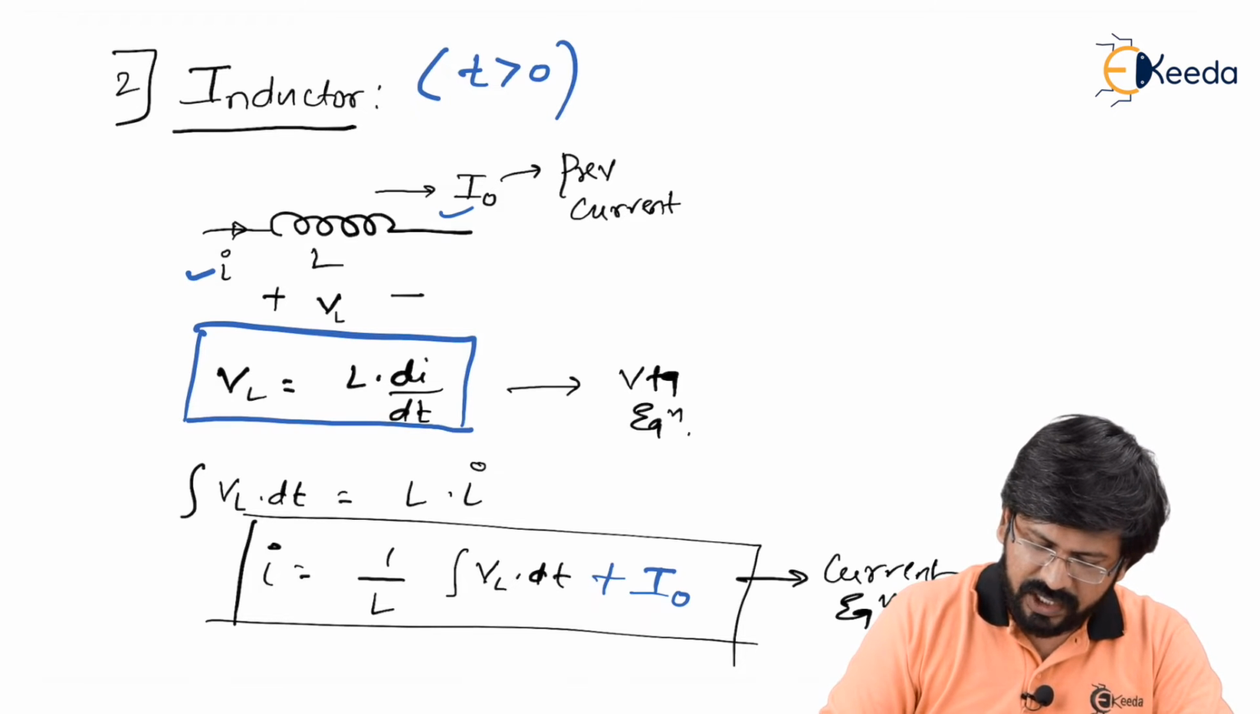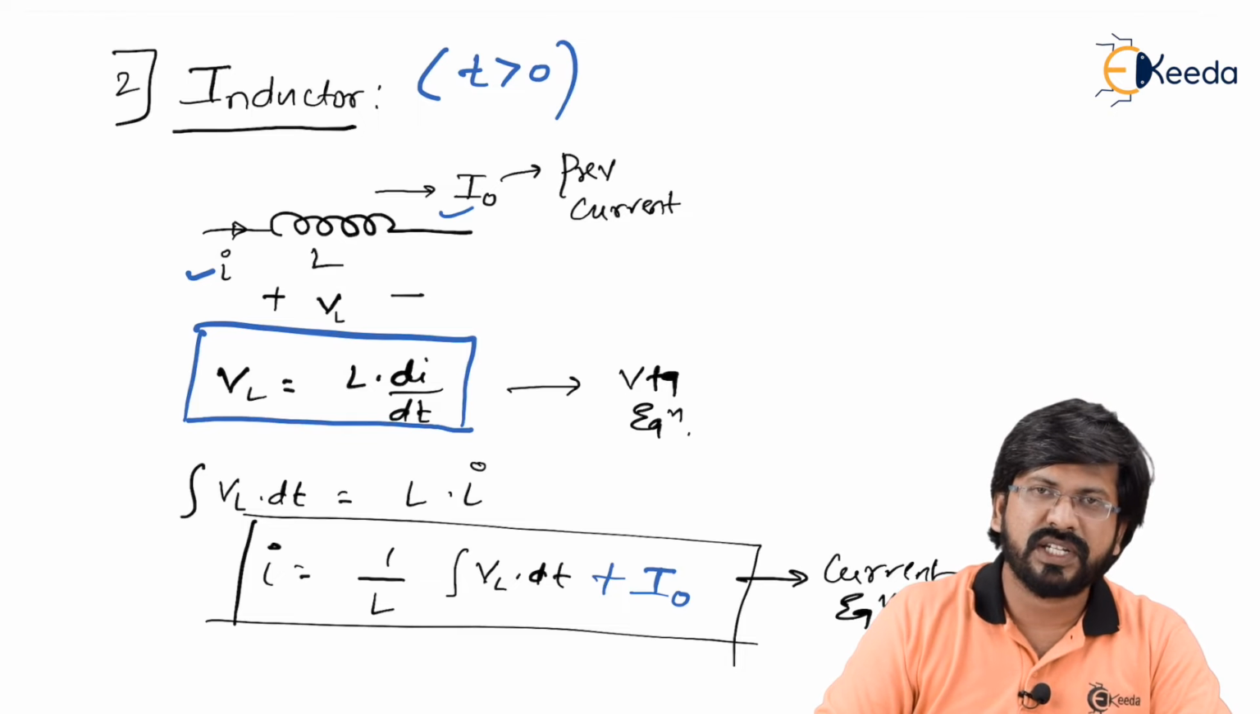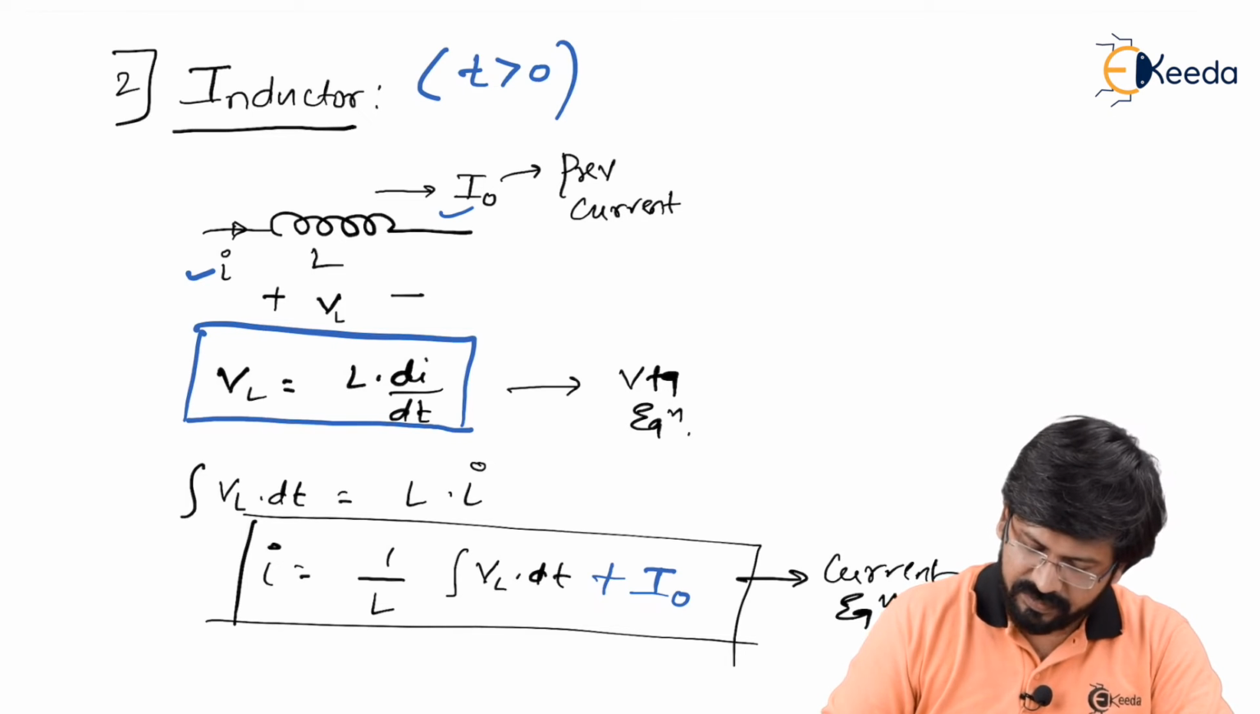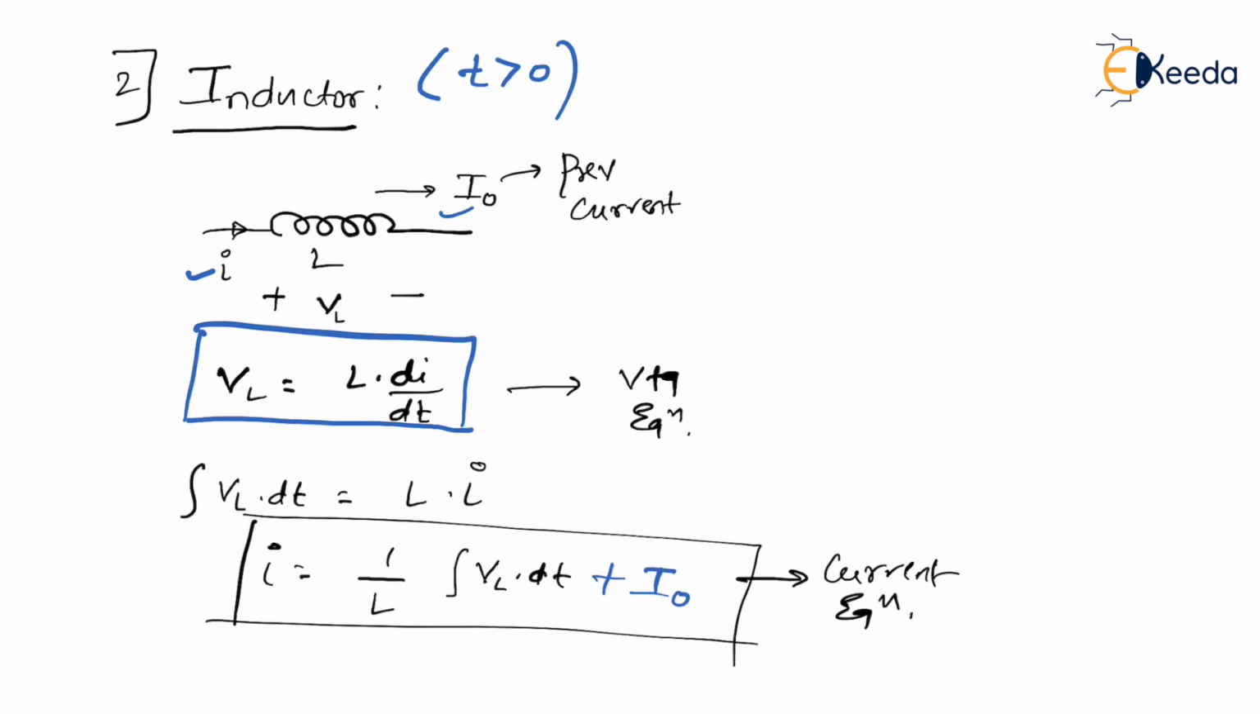You may have a doubt why nothing is added in the voltage equation. Of course it is not needed, because let's do the reverse engineering. Suppose you have the current equation and you have to get the voltage equation. What do you do? You take the derivative of this, which is d by dt. So I is going to become di by dt equal to 1 upon L, which becomes a constant. You know that derivative and integration cancel each other. So this integral of VL will only become VL.